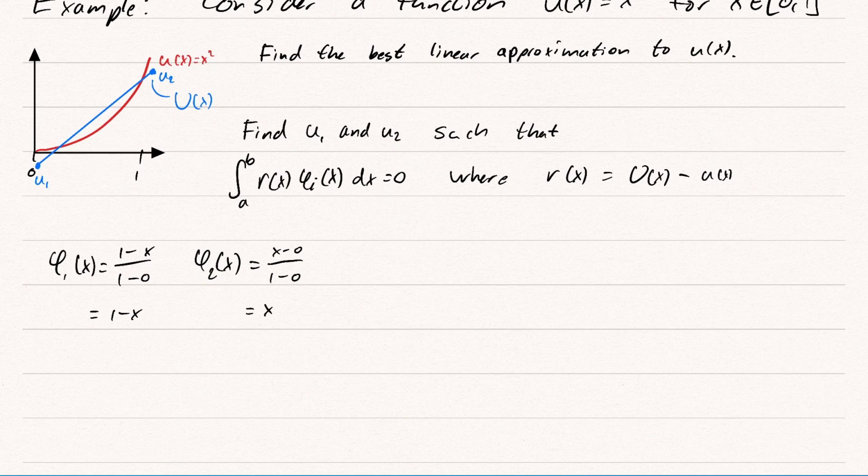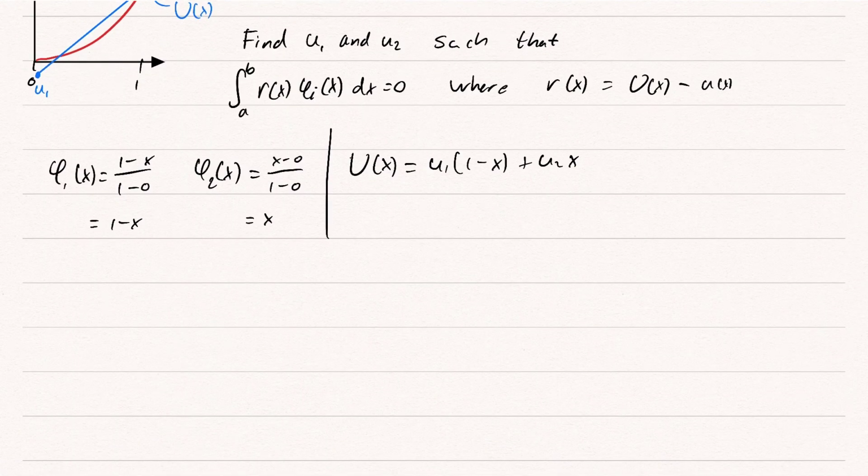So let's take a look at the capital U of x then. U of x becomes what? Well, it's just u1 times 1 minus x, which is phi 1, plus u2 times x. So that's our linear approximation. So now we are looking for u1 and u2 such that this integral is 0 for i is equal to 1 and 2.